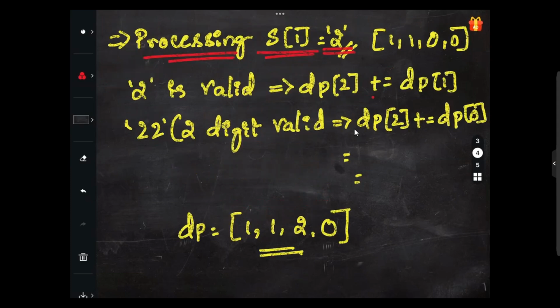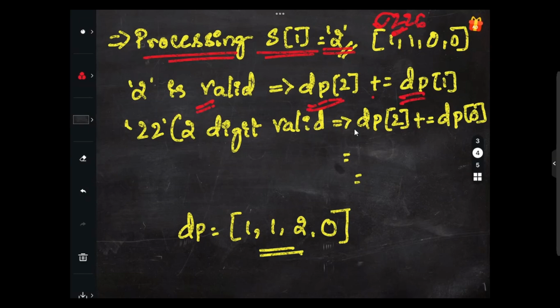In the next step we are processing s of 1, nothing but 2. Here we have 2 to 6. We will process first 2, so S of 1 equals 2 in this case. 2 is valid because we have 2 here. For 2, we will do DP of 2 equals DP of 2 plus DP of 1. This is the formula we will be going with.